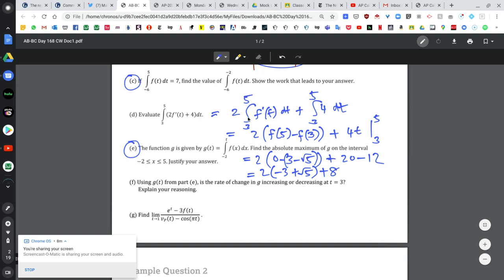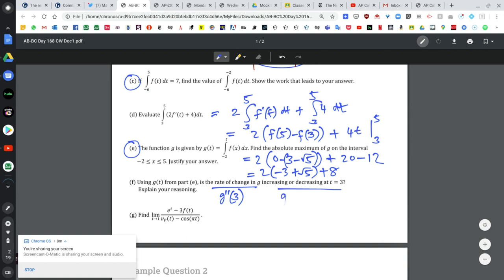F says using G of t from part E, is the rate of change of G increasing or decreasing at t equal to 3. Careful. Interpret the problem exactly the way it's written. What are they asking for? So it says, is the rate of change of G increasing or decreasing? They're basically talking about G double dash of 3. That's what the question is all about.